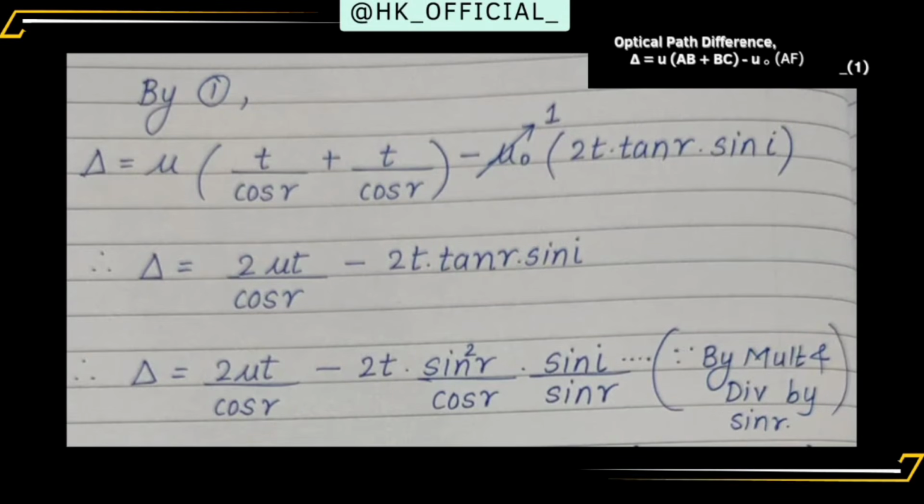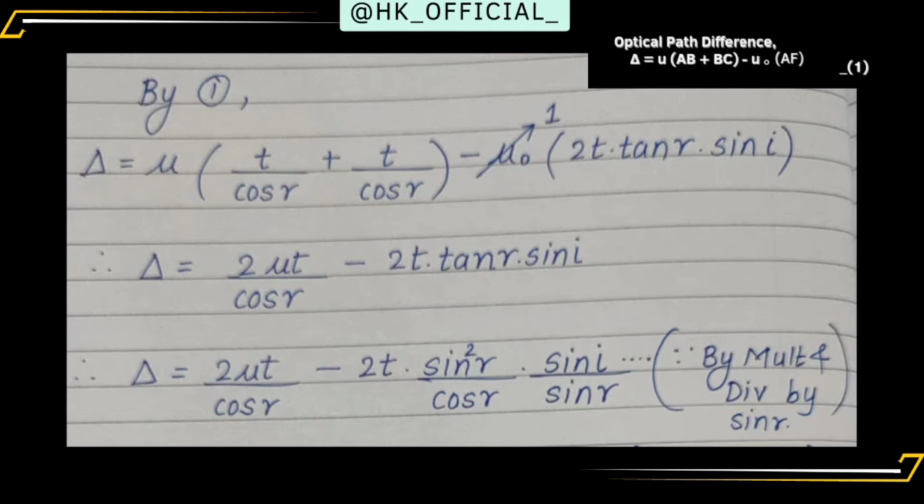Now this is the step where we have to substitute all the values which we have found out in steps 1, 2 and 3. AB and BC we have found out, and AF we have found out. In the first equation, equation number 1, the optical path difference delta is equal to mu (AB plus BC) minus mu naught AF. In this equation number 1 we have to substitute the values.